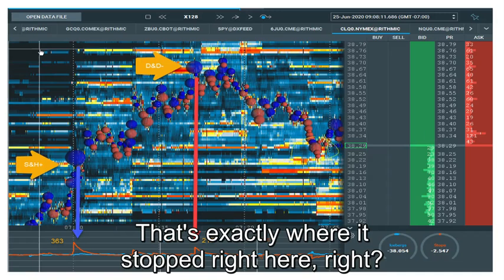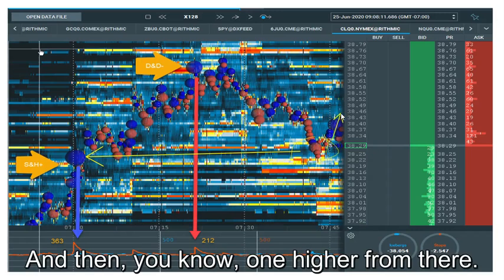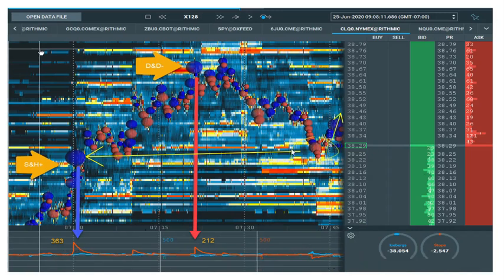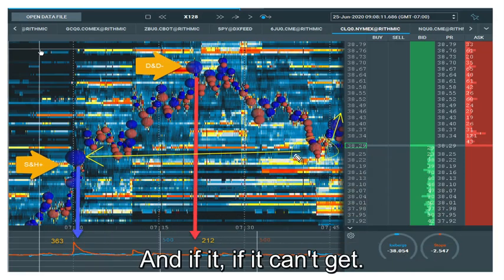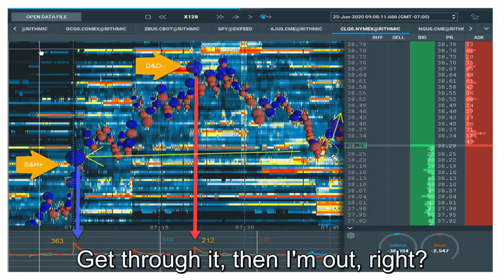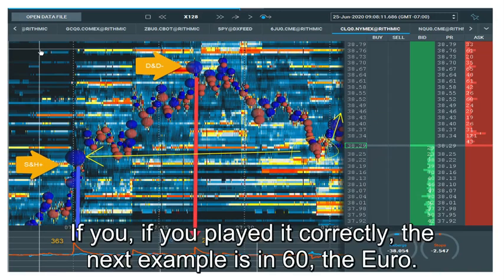Right here. Right? It's not a coincidence. This is where it stopped, and then went higher from there. So again, you can be in until you see something current happen, or you can say, hey, I want to see what it does when it gets back in this area, and if it can't get through it, then I'm out. Right? It's a 50 tick trade. So in these two trades, you made over 100 ticks if you played it correctly.